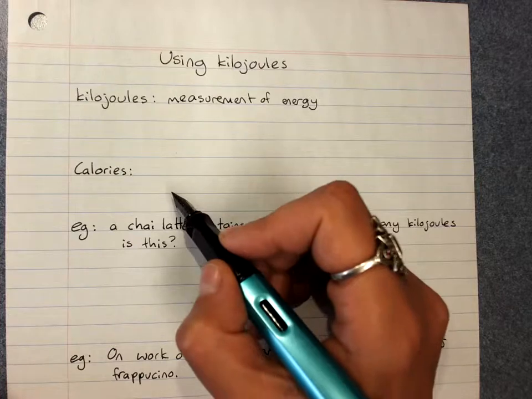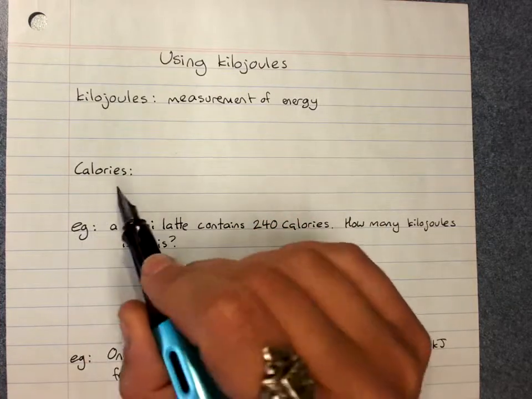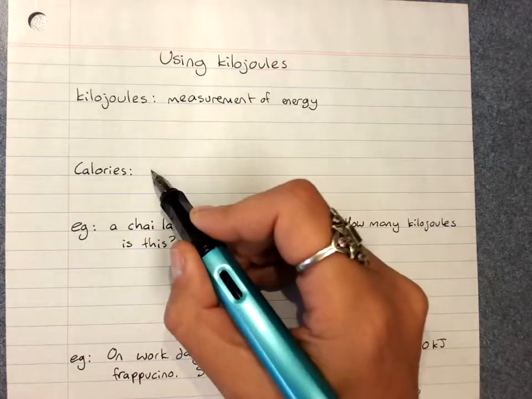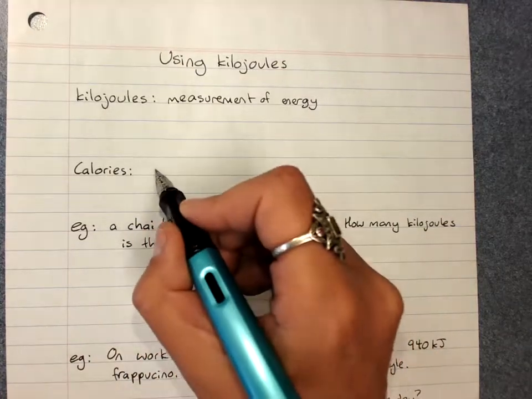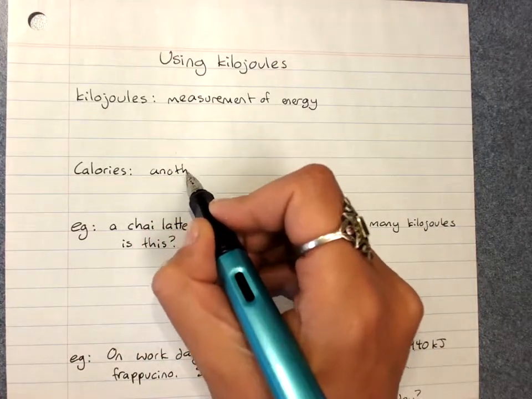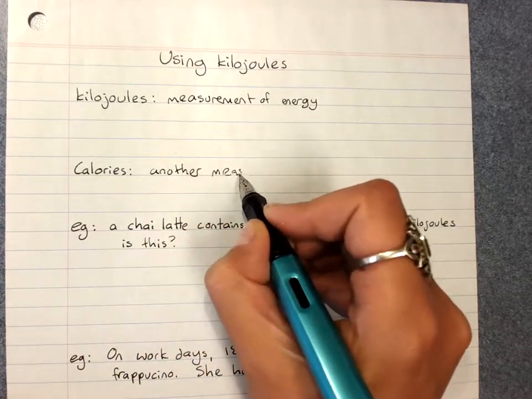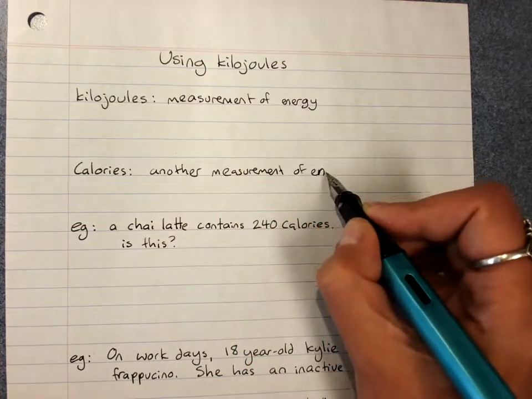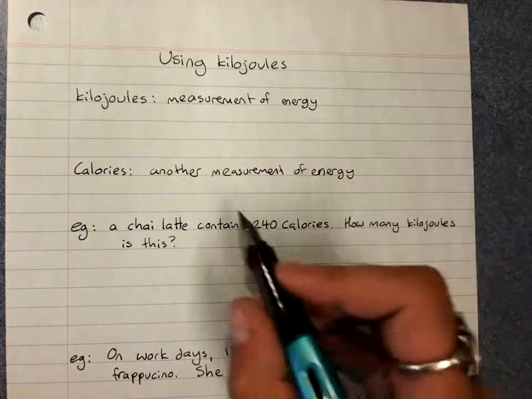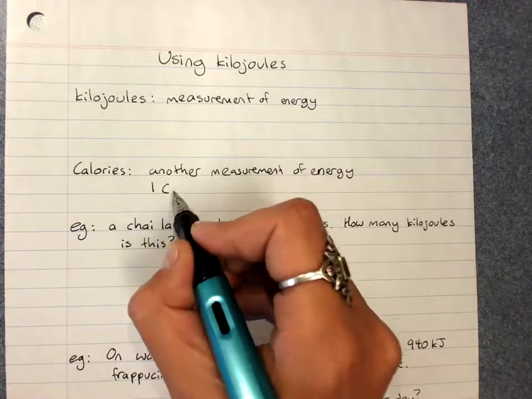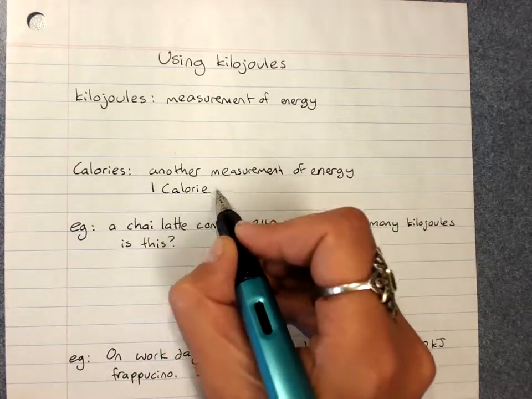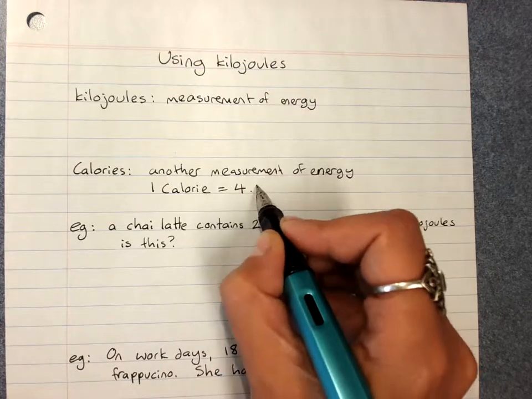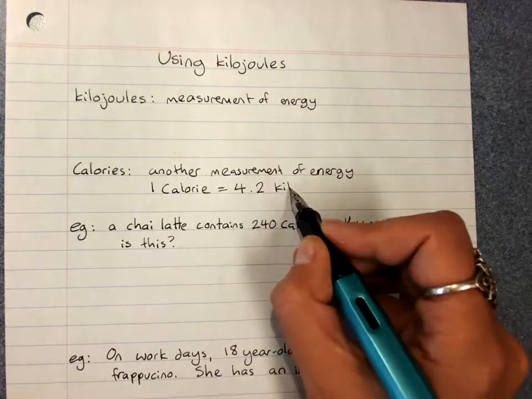Calories are another unit of measurement of energy, not used as much anymore. And 1 calorie equals 4.2 kilojoules.